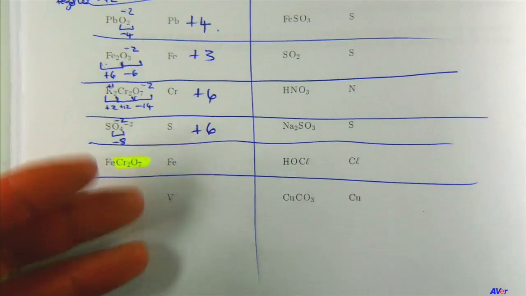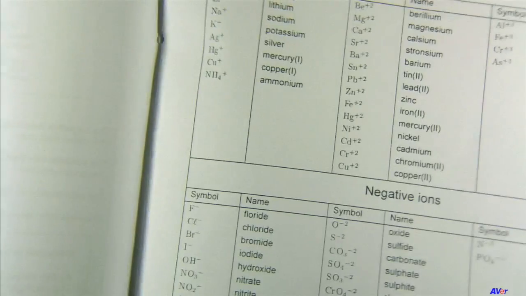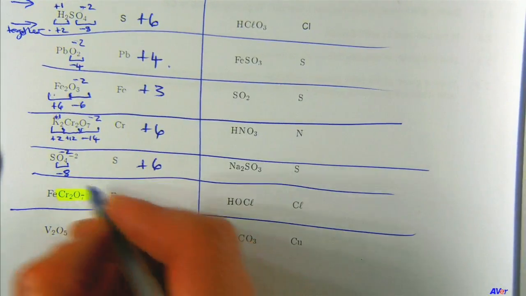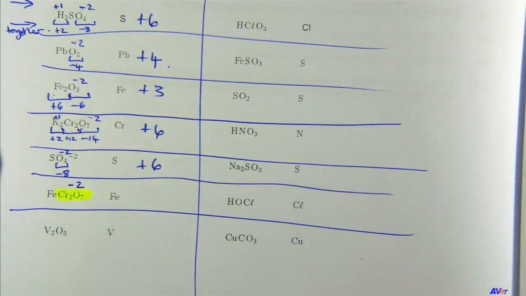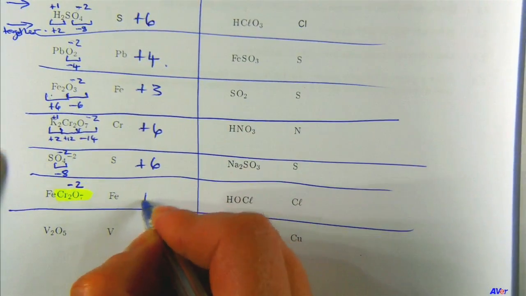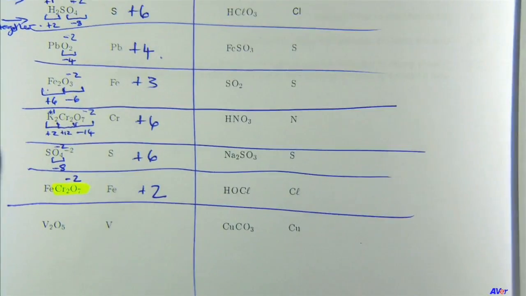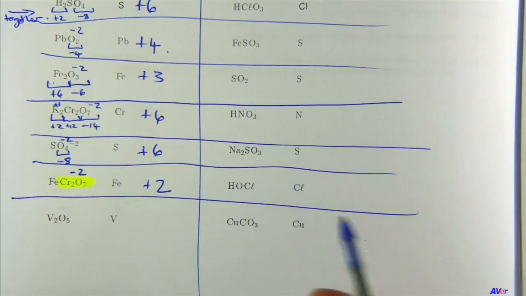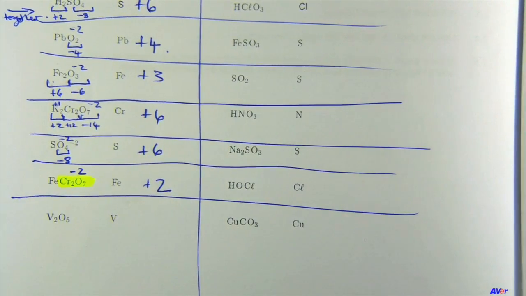For those who can't remember, just turn quickly back to the second large page. The dichromate. What do we know about the dichromate? Altogether, this is -2. So that ion must be a +2. So that's a different way to do it, a different method. Right. So with ionic things, you are going to use your table of ions.